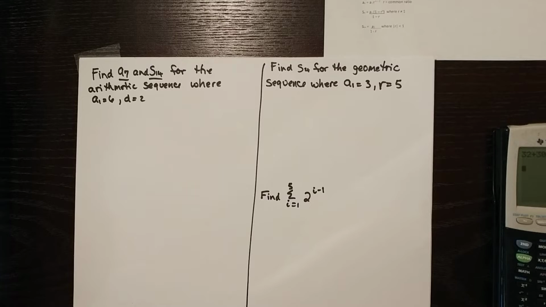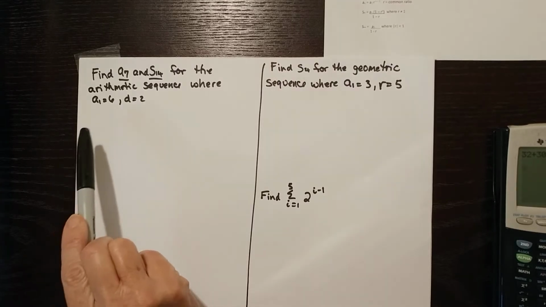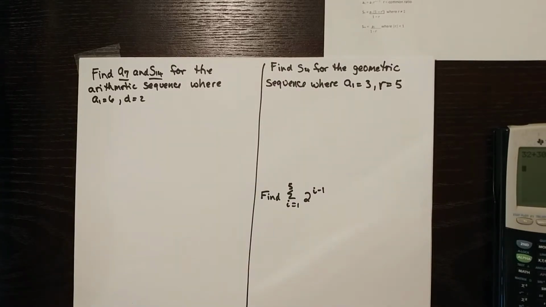Find a sub 7, which means the 7th term of the sequence, and s sub 14, which means the first 14 terms added together, for the arithmetic sequence where a sub 1 is 6 and d is 2. They use the word arithmetic, which means each term is formed by adding the same number to get to the next term, and that same number is called a common difference. Another way you could know you were dealing with an arithmetic sequence is they use this letter d, which stands for the common difference. A sub 1 is the first term, and the common difference is 2.